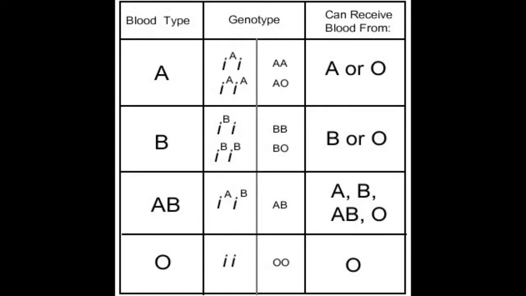So therefore, if you have the alleles A and A, or the alleles A and O, your blood type will be A. And if you have the alleles B and B, or the alleles B and O, your blood type will be B. If you have the alleles A and B, your blood type will be AB. And if you have the alleles O and O, that is the only way your blood type will be O.